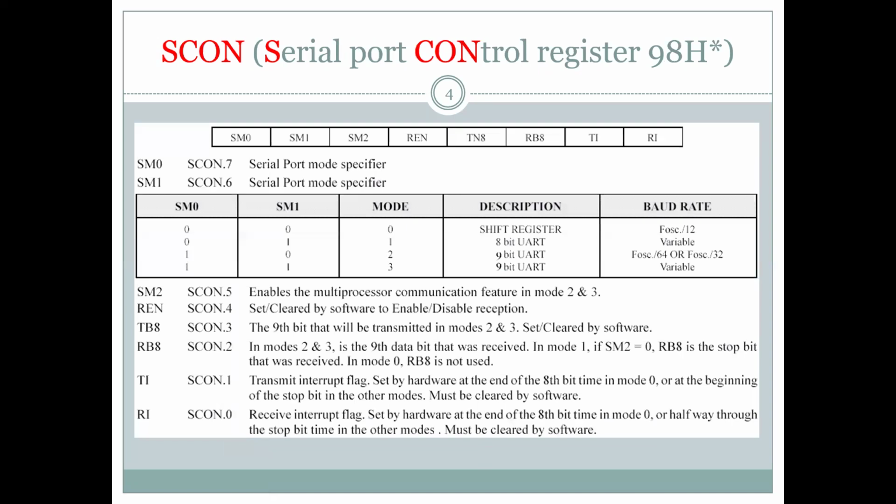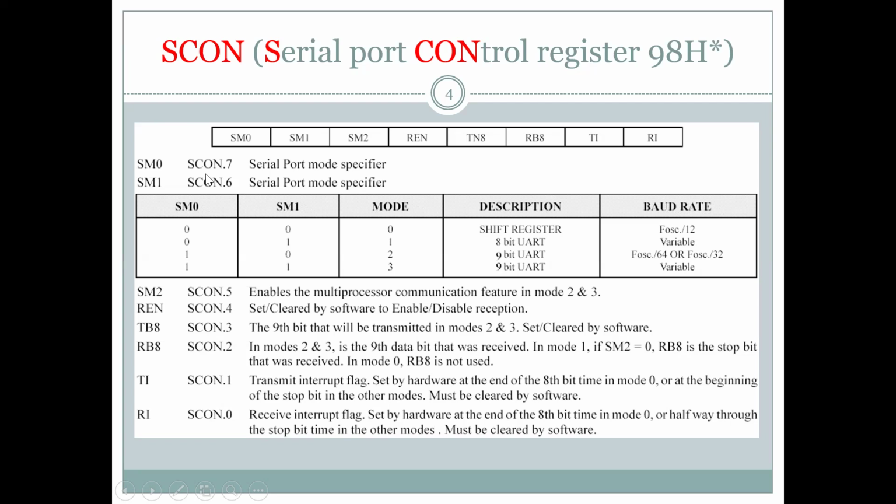To configure this communication, we have two control registers. One is the serial control register, which is a bit addressable register with the address 98H. You can address the individual bits with bit addresses from 98H to 9FH.